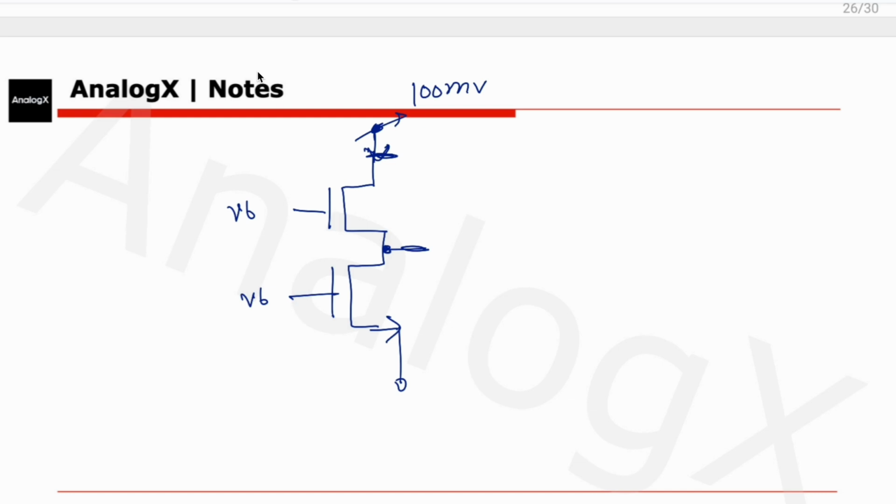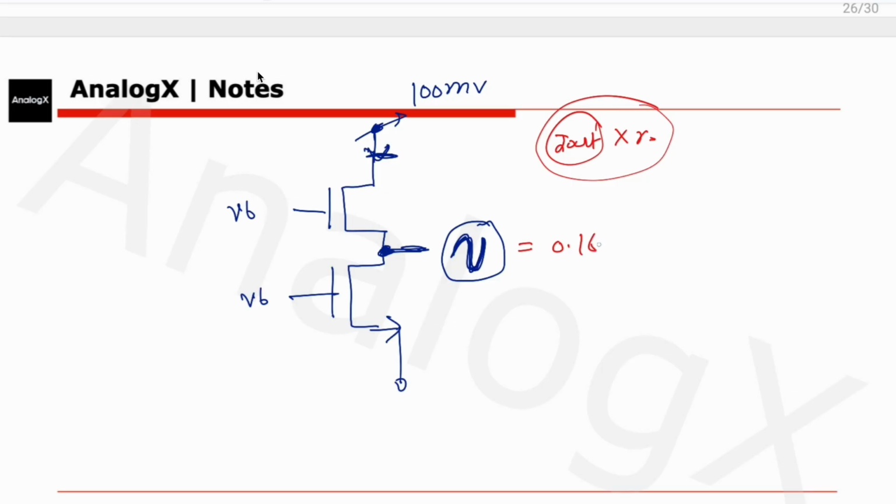That we already found out. Now tell me how much this node will change. I can give you one hint. You already know I out. You just multiply it by R naught of this transistor. So let me do that. This is 0.168 microampere into R naught, which is 1 by lambda ID, where lambda is 0.4 and ID is 100 microampere. Let me calculate this one.